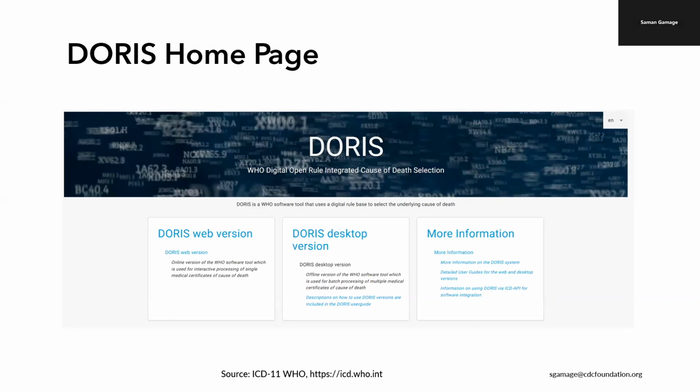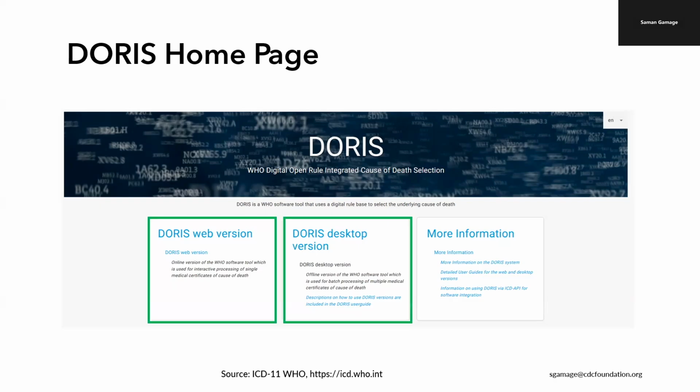And DORIS is available in two versions. Web version: you can use the web version while you are connected to the internet, which is able to code death certificates one by one. And then there is a desktop version that you can download onto your personal computer, and you can use the desktop version for batch processing. You can simultaneously code large numbers of death certificates using the desktop version. So we will talk more about DORIS in an upcoming training session.